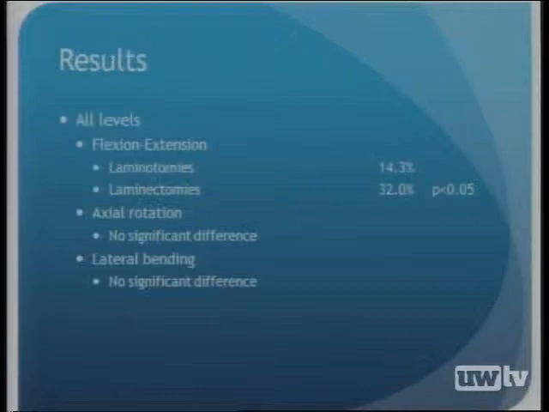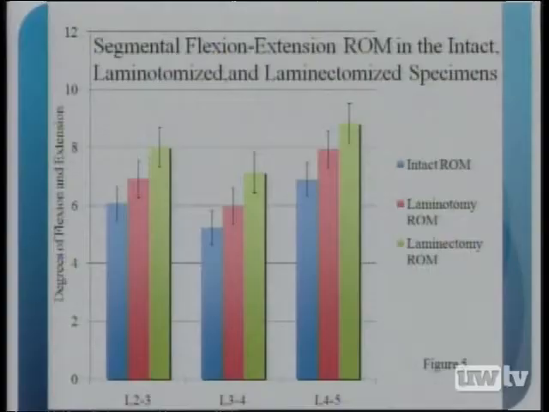Well, we found that in flexion extension, laminotomies resulted in about a 14.3% increase of motion, whereas laminectomies resulted in about a 32.0% increase of motion. And this difference was found to be statistically significant. We did not observe significant differences for axial rotation or lateral bending. When we look at this data per segment, per motion level, we find that there's almost a 2-fold increase in motion with the laminectomy as compared to the laminotomy. And you can see with the error bars that this is significant.